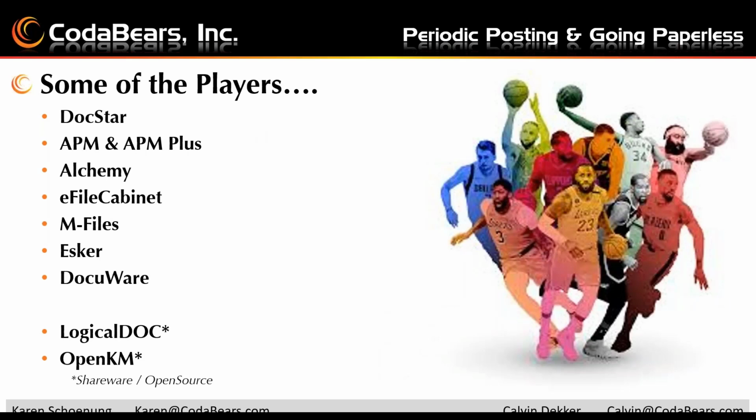So some of the players in the field, it's March Madness coming here. DocStar, Epicor. Everybody kind of runs with this one. It's the simple one. They've been around for a while. Epicor bought them. APM and APM Plus was the Alltech product. That's still out there as well. Alchemy is another company or software that's out there for document management. eFile Cabinet. M-Files has been around more than 25 years. Esker and DocuWare are also.